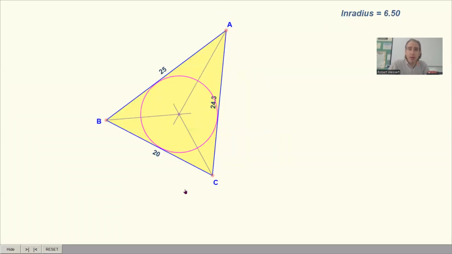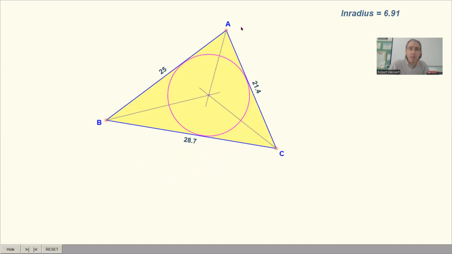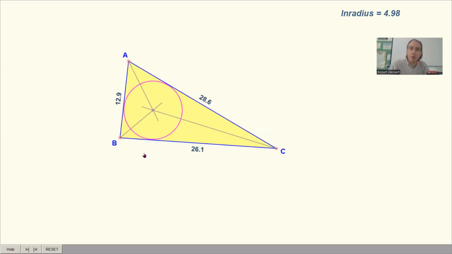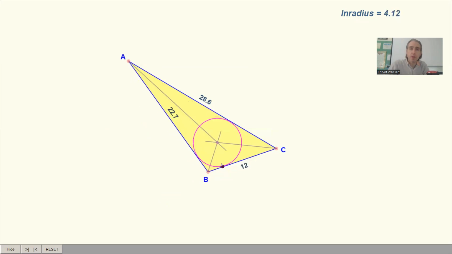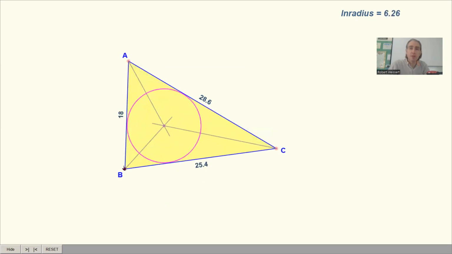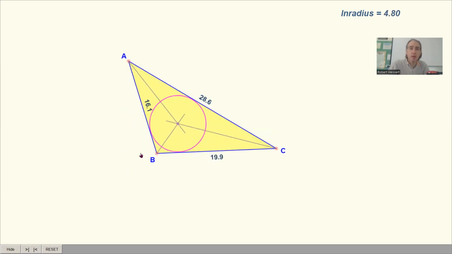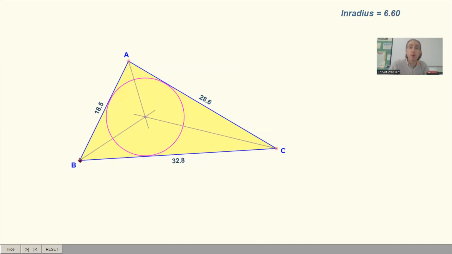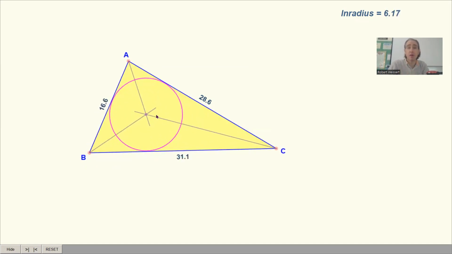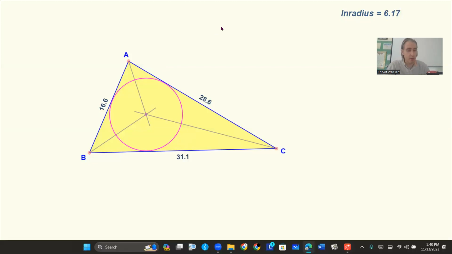No matter where I put my vertices, you'll notice that that circle is always going to be inside of the triangle. Whether it's obtuse, right, or an acute triangle, that circle is going to be housed inside of the triangle. That point is always going to be the same distance away from the sides of the triangle if I were to go at a right angle. So that segment from the center to the edge of the triangle is the radius of the circle. Let's look at some other things on the diagram.